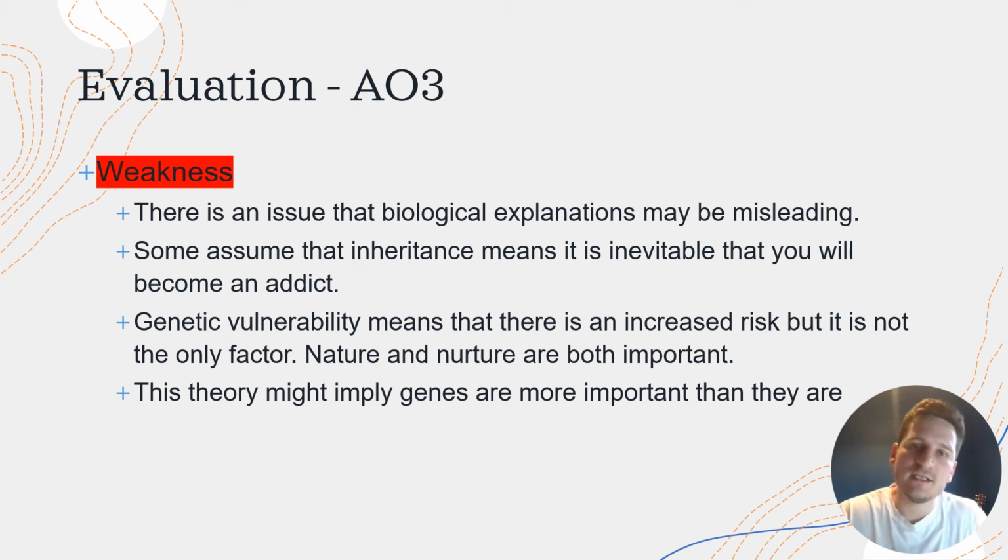So if you think it's genetically inherited, and there's just genetic vulnerability, those that have maybe got addiction in their family might think it's inevitable when it's not. There's just an increased risk there. And what this might mean is that the role of genetics might be overplayed and overrepresented when actually there's multifaceted implications and reasons for addiction.